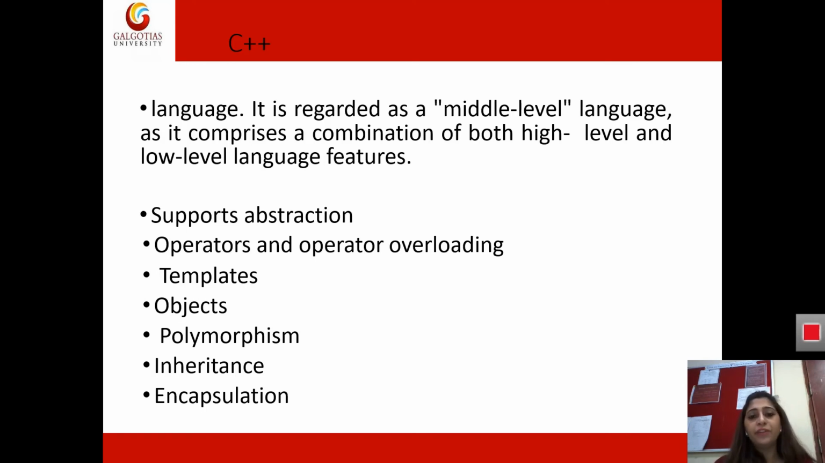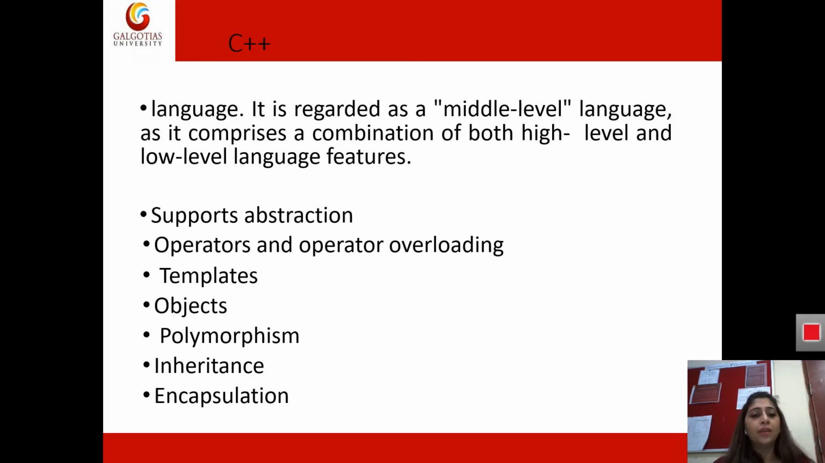It had many features that work as a building block for all those high level languages that are being used nowadays. C++ has a combination of both high level and low level language features. Like C++ supports abstraction, because that is a high level language feature. It has operator overloading, polymorphism is encouraged, templates are there, and it is an object based language. Then we have inheritance, encapsulation, polymorphism. We're going to discuss these things.